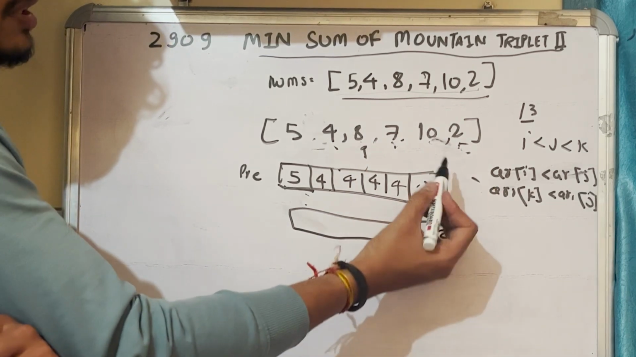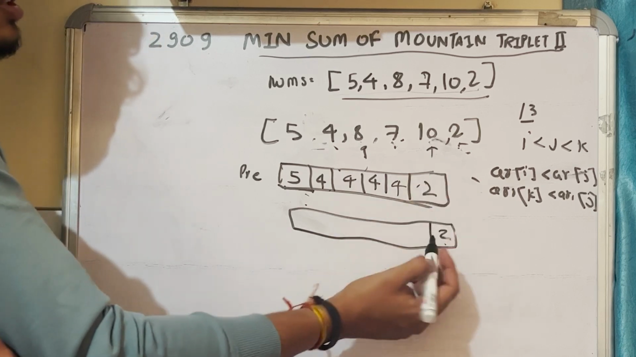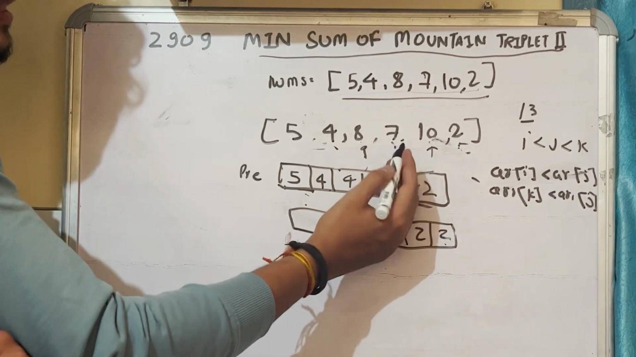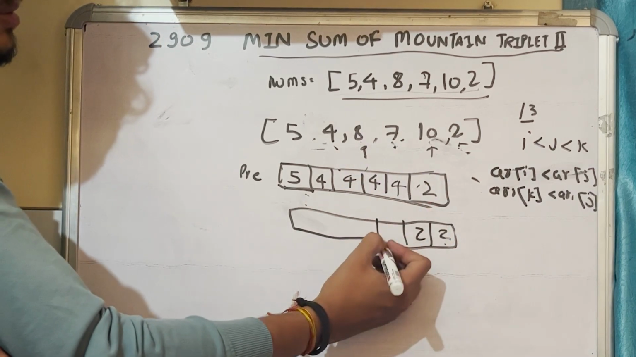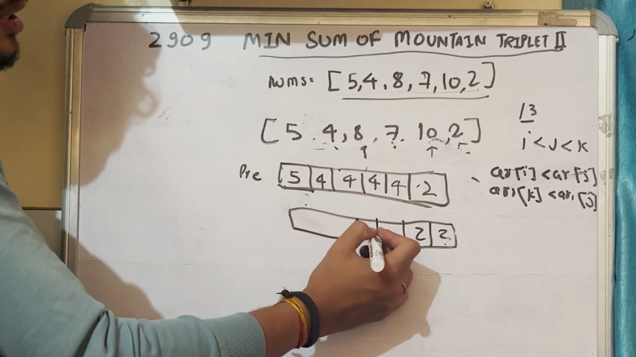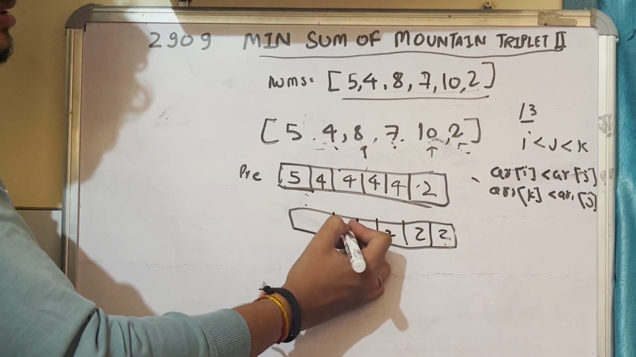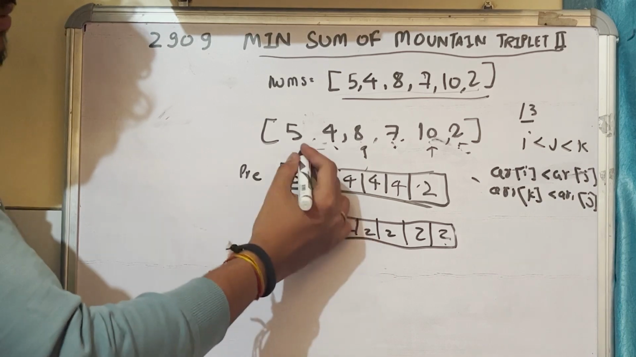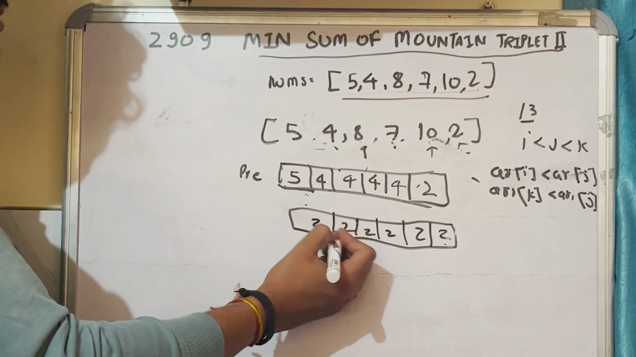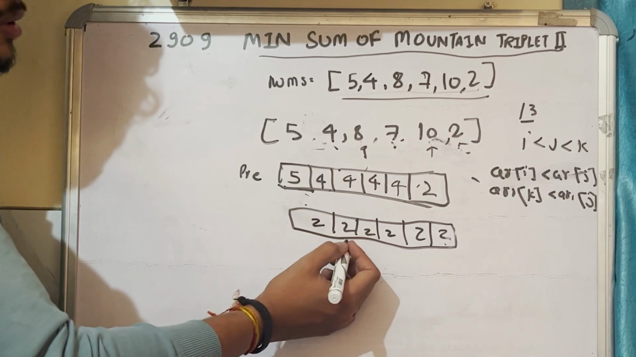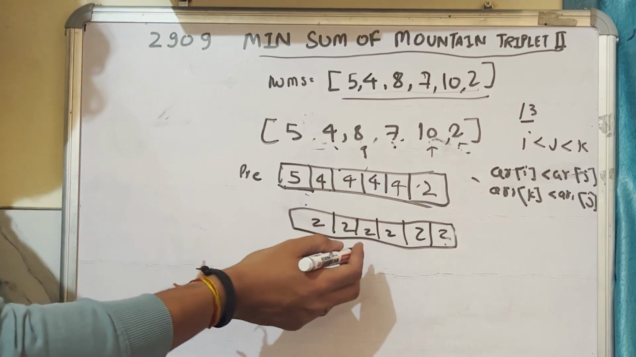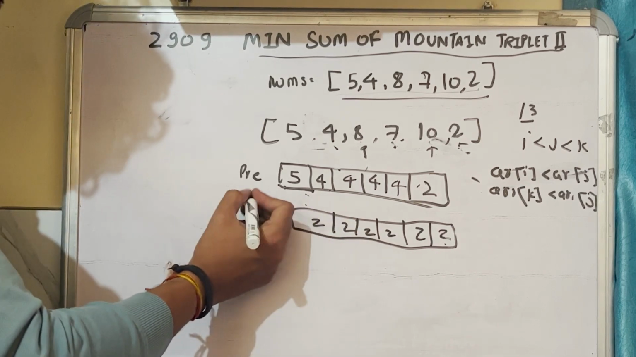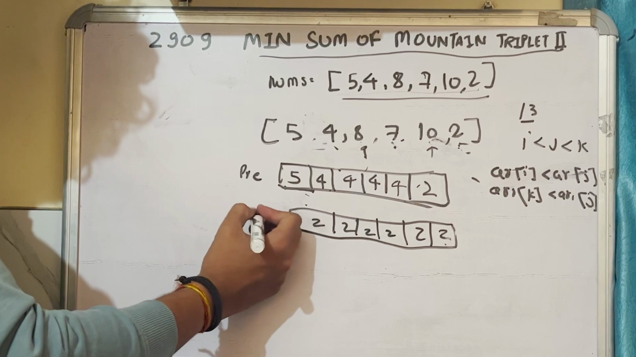You will compare 2 with 10, so 2 is minimum. You compare with 7, 2 is minimum. You compare with 8, 2 is minimum. 5 and 2, 2 is minimum. Okay, then what you will do? You just simply traverse the array. This is prefix sum, and this you can make suffix sum.